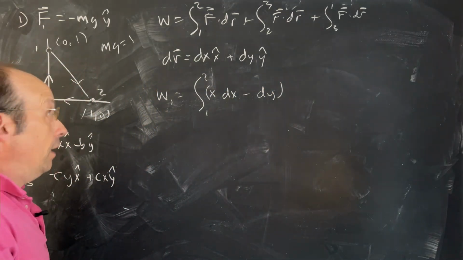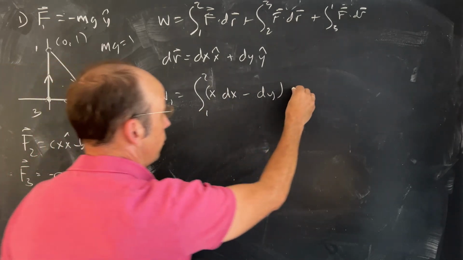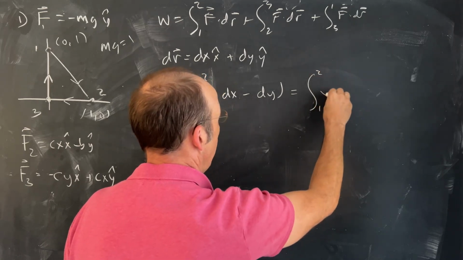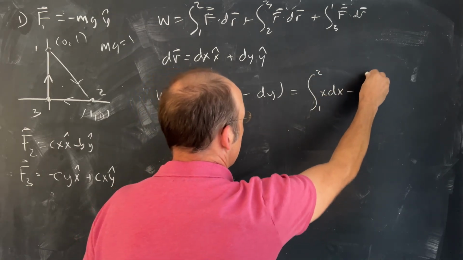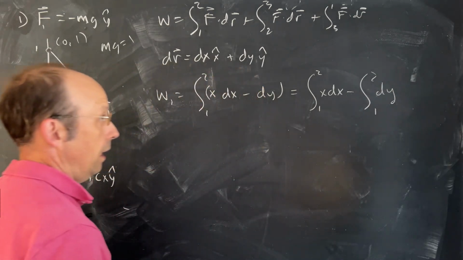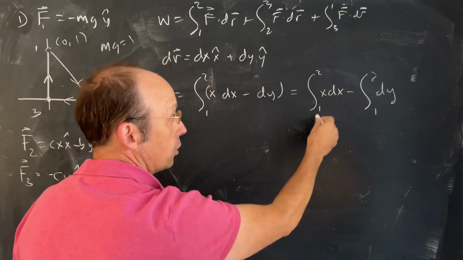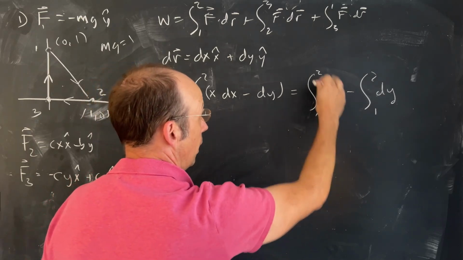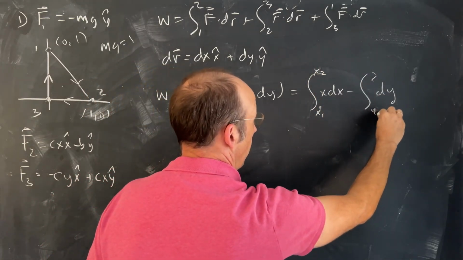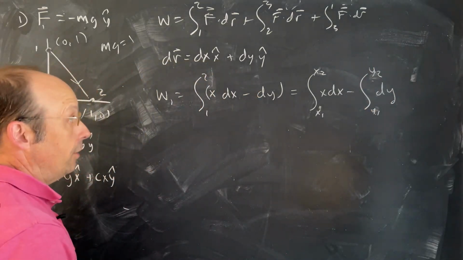Well, how do I do that integral? In this case, I can break this into two integrals. I can say the integral from 1 to 2 of x dx minus the integral from 1 to 2 of dy. And this only depends on x, this only depends on y, so I can say this is x1, x2, y1, y2. And I can do those integrals.